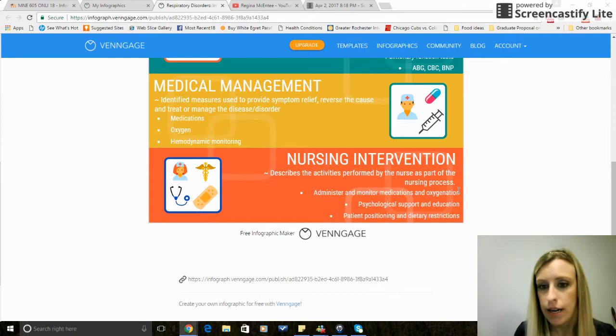In the last box here, you will see that we will be discussing different nursing interventions. Nursing interventions can be described as the activities performed by the nurse as part of the nursing process. This is where you will carry out doctor's orders. You might also determine nursing diagnoses and create a nursing care plan specific to your patient's care needs. Examples of nursing interventions would be the administration of medications and oxygen as written in the doctor's orders, as well as monitoring your patient for improvements or worsening of symptoms.